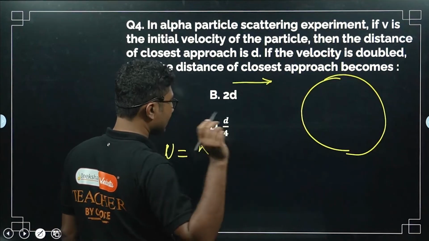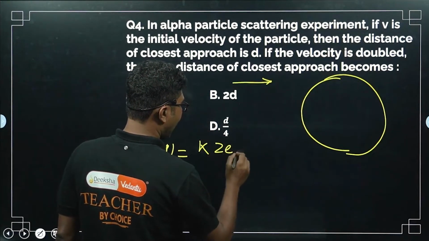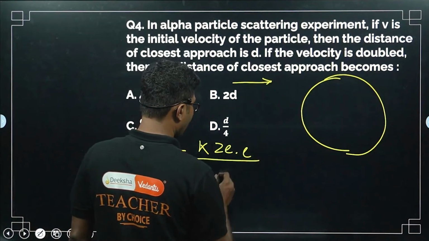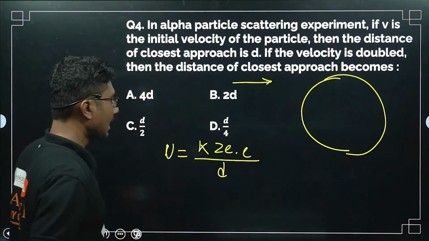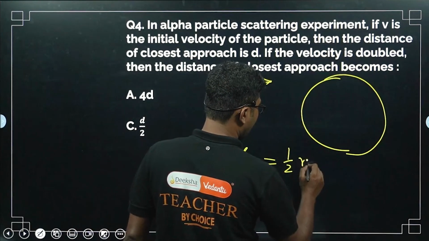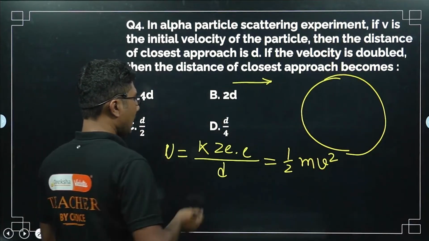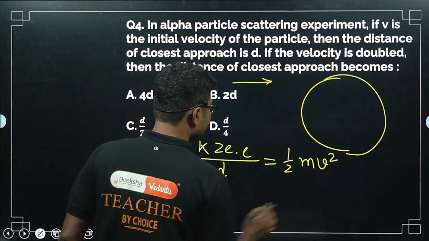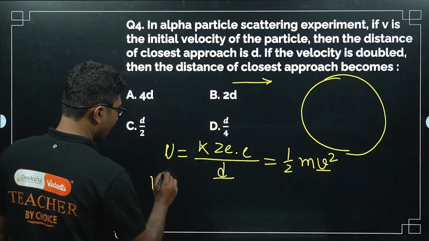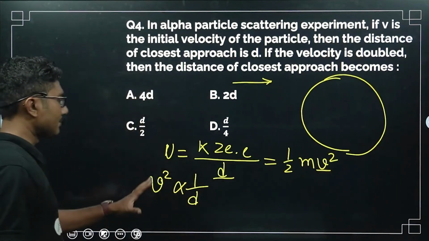Here both the charges are, suppose one is Zd and another one is electron. Now if you see, this should be equal to the kinetic energy, that is half mv square, right? So if you see, everything in this equation is constant except this d, except this v. So we can write v square is proportional to 1 by d. Okay, this much information we need.